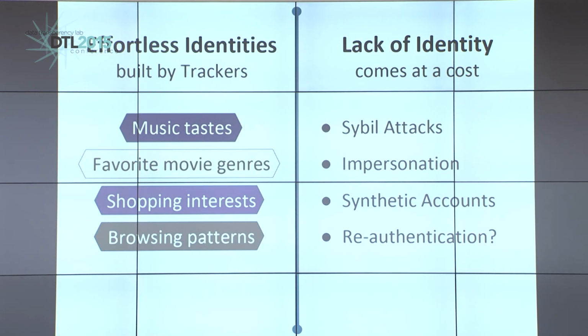If we don't have identities, we may have Sybil attacks, where you have one user pretend to be a number of users in order to take advantage of the system. If you don't have identities, you may have impersonation, where one user pretends to be another user. If you don't have identities, you may have synthetic accounts, where a robot pretends to be a real user.